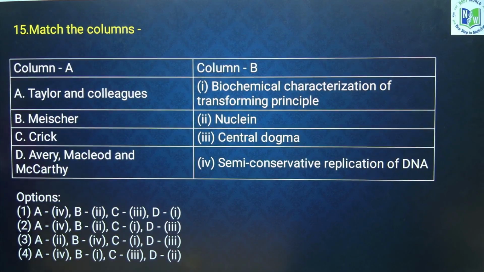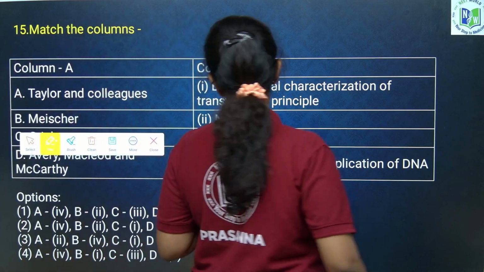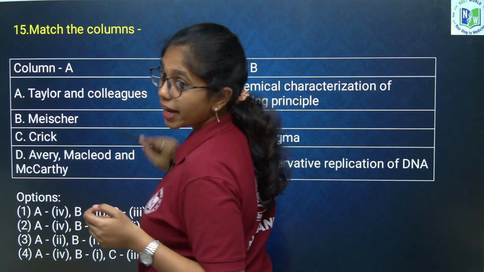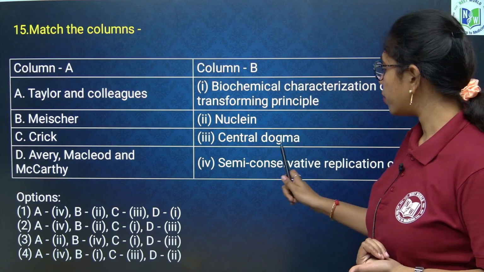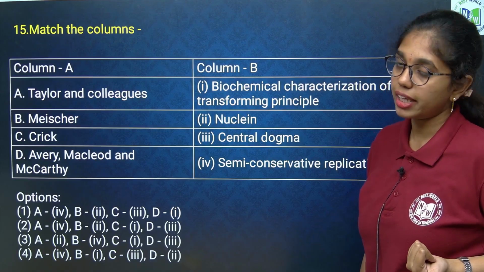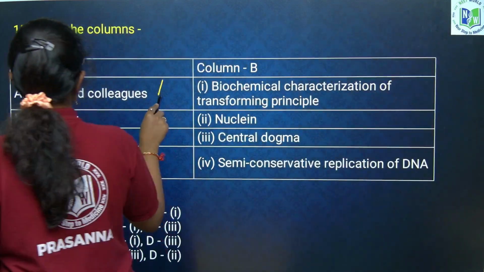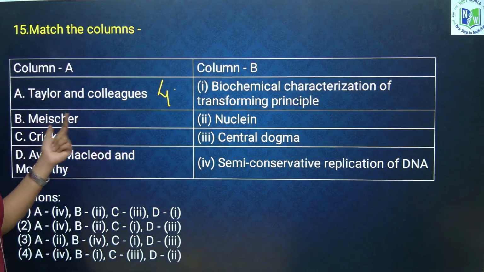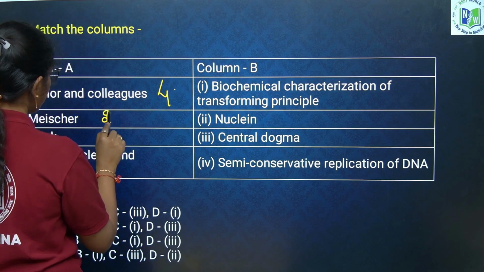Taylor and his colleagues gave us the experimental proof of semi-conservative DNA replication in eukaryotic cells. Meselson and Stahl gave the experimental proof of the semi-conservative mode of DNA replication in a prokaryotic cell, E. coli. Taylor and his colleagues worked on eukaryotic cells. So A is 4. Next, Friedrich Miescher, we have discussed, gave us the term nuclein, option 2.